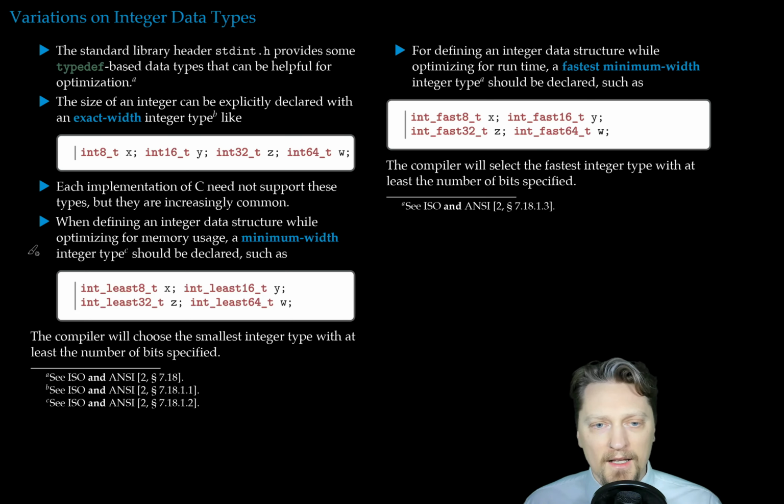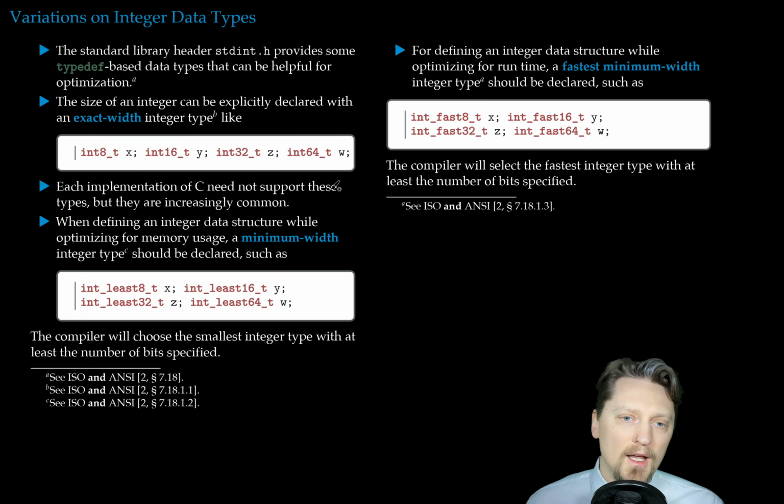When defining an integer data structure while optimizing for memory usage, a minimum width integer type should be declared, such as int_least8_t, int_least16_t, int_least32_t, int_least64_t. The compiler will choose the smallest integer type with at least the number of bits specified. Okay? So that's good when you're trying to optimize for memory usage.